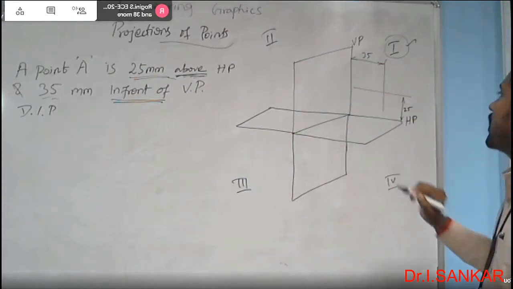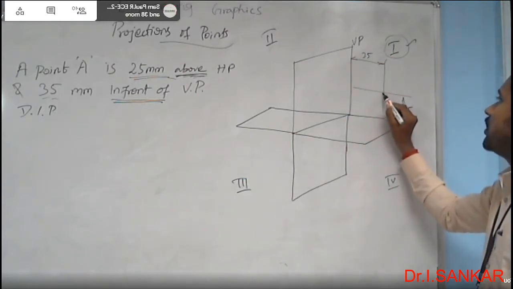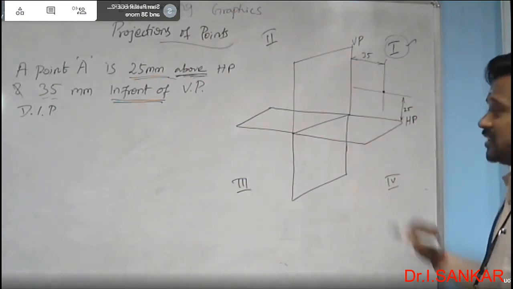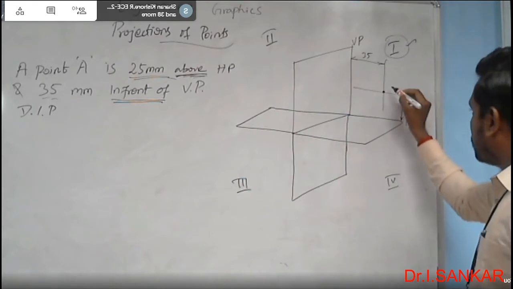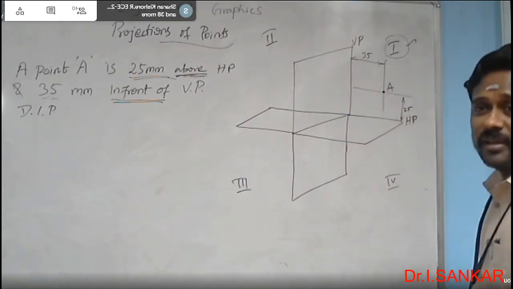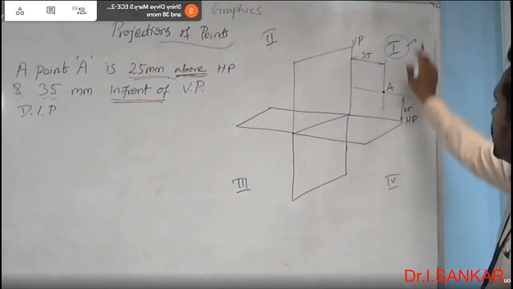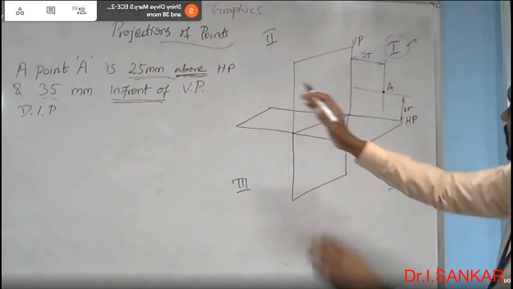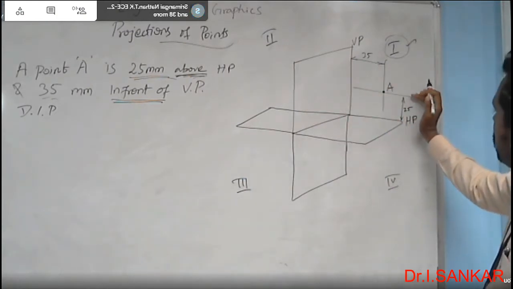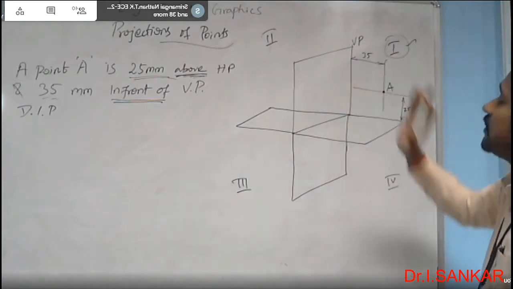So where do I have my point? Exactly here. This is nothing but my point. The point name is A. The point is located in the first quadrant, and based on the given data, it is 25 mm above the horizontal plane and 35 mm in front of the vertical plane.